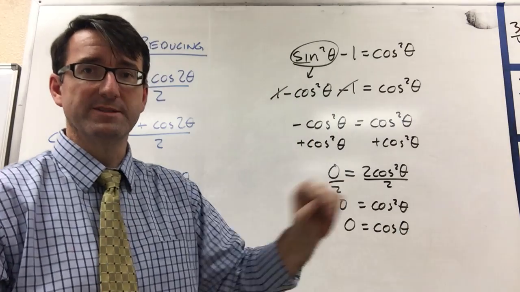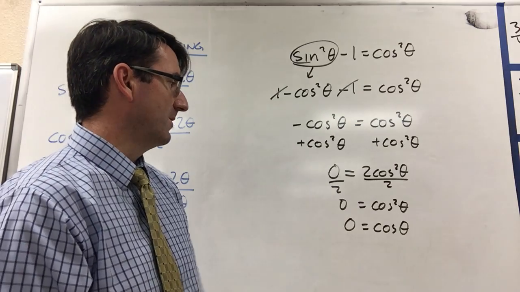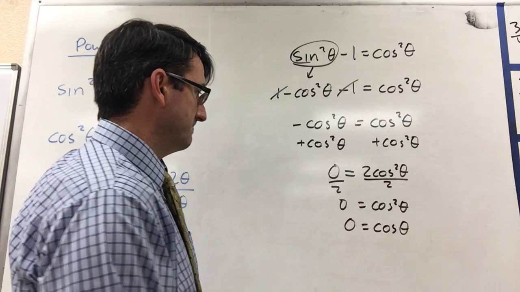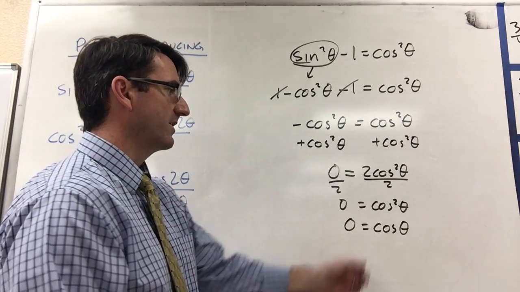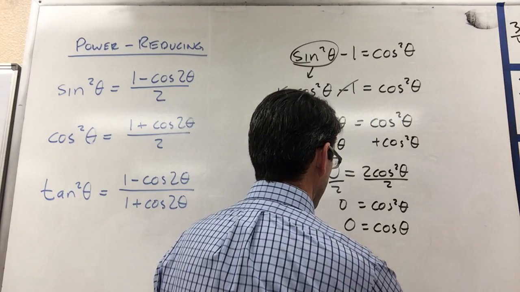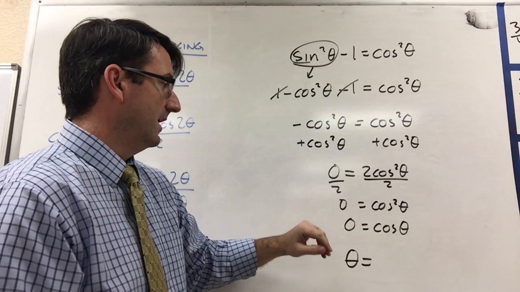And we can leave off the plus or minus, in this one case only, because 0 is neither positive nor negative. And so now we just look for the places where cosine is going to be 0.